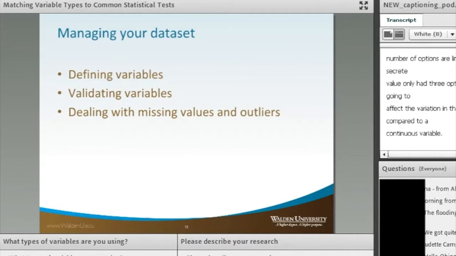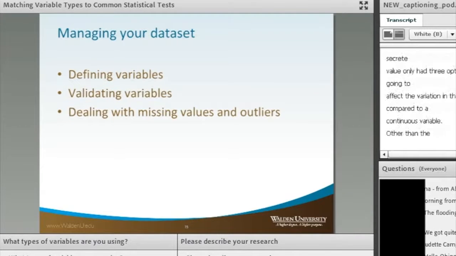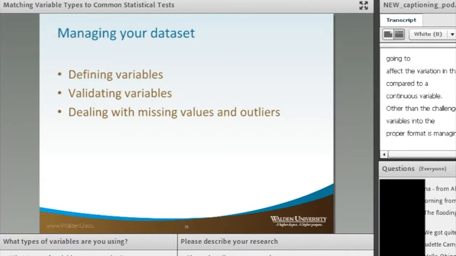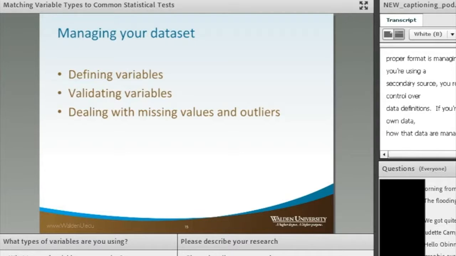Part of the challenge of getting your variables into the proper format is managing your data set in the first place. If you're using a secondary source, you really have much less control over data definitions. But if you're collecting your own data, how that data are managed is very important. The first step is properly defining your variables. Also, validating the variables by defining ranges and formats is a good way to avoid having unusable data.